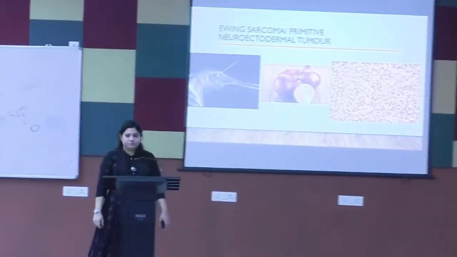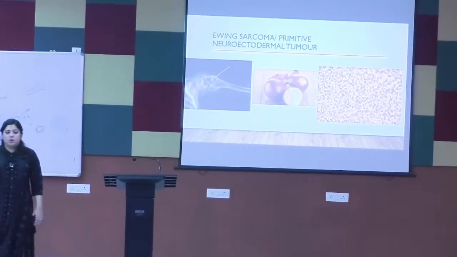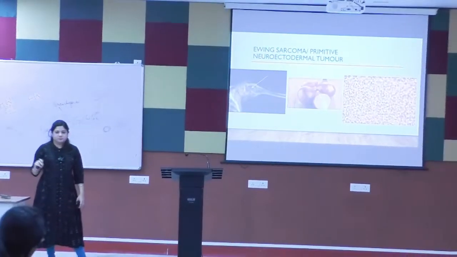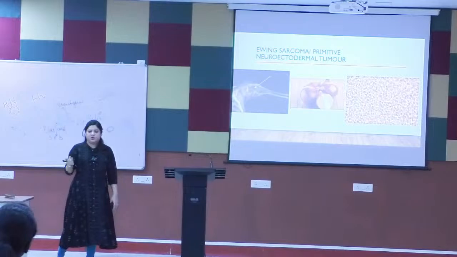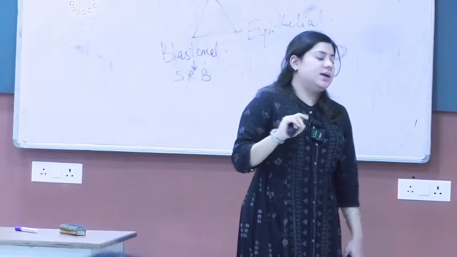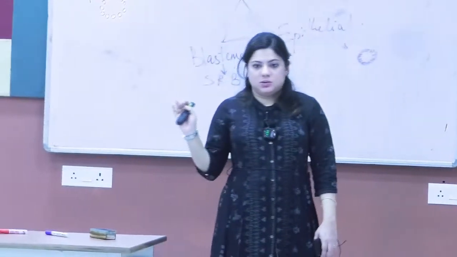Ewing sarcoma. Ewing sarcoma is the second most common osteogenic tumor in children. Osteogenic tumor, যেটা সবচেয়ে common নাম বলো? Bone tumor, most common osteosarcoma. Second most common Ewing's. Both occur in children.